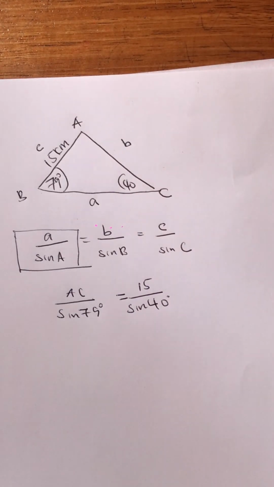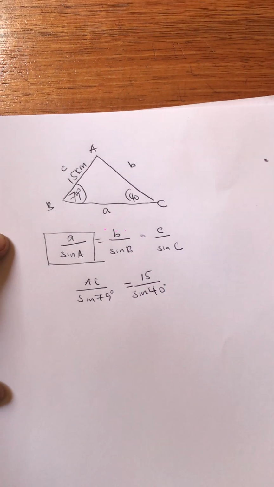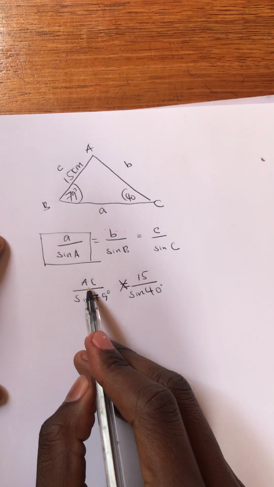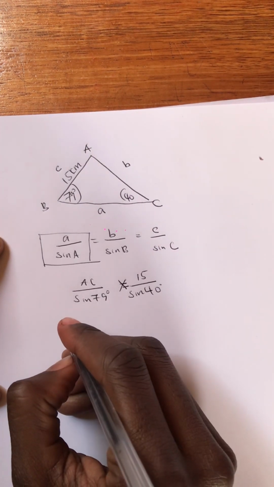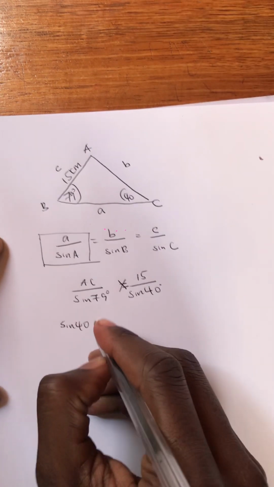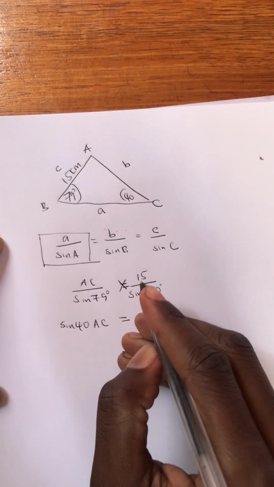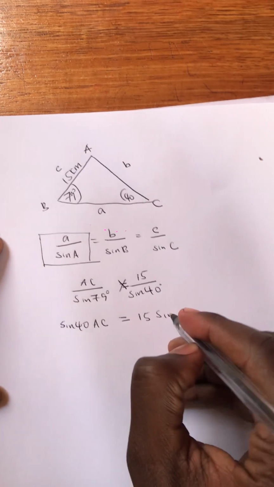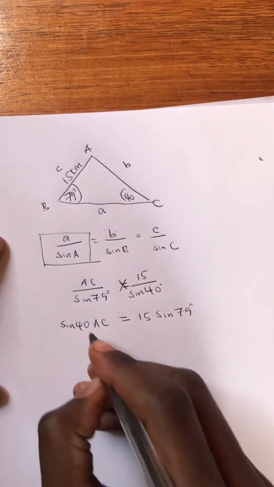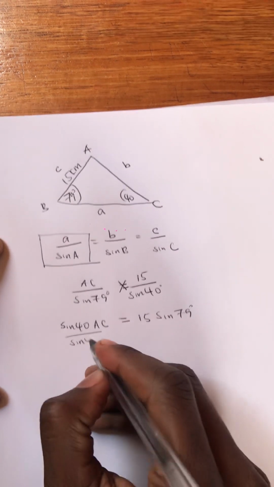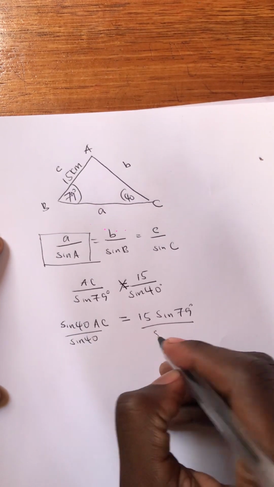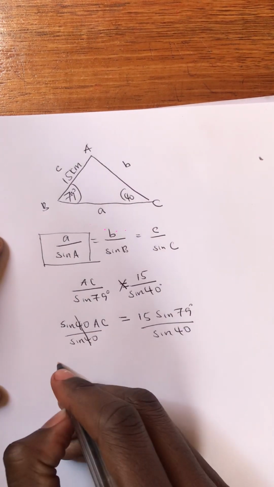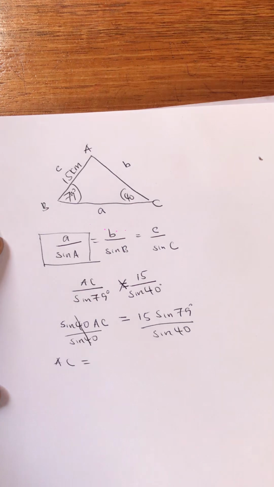And then from here, what we are going to do is that we are simply just going to cross multiply. So AC multiplied by sine 40, we are getting sine 40 AC equals 15 times sine 79. We're getting 15 sine 79 degrees. And then from here, we're just going to divide both sides by sine 40 like that. Now these guys are going to cancel, and so AC will be equal to, right?